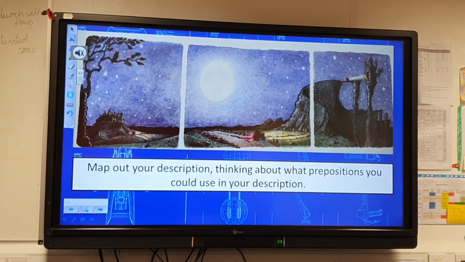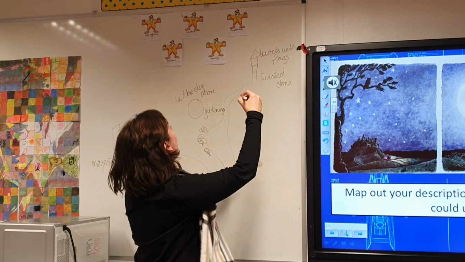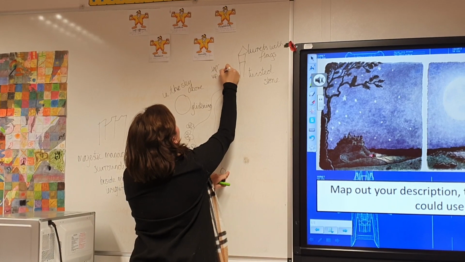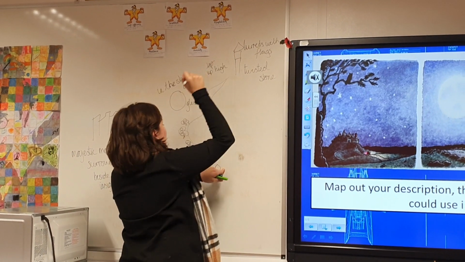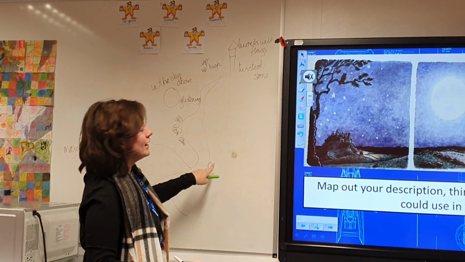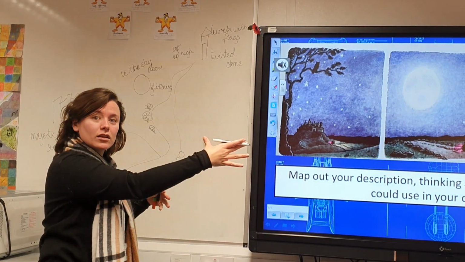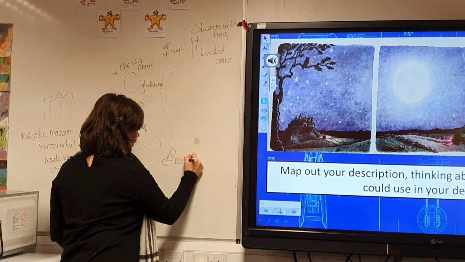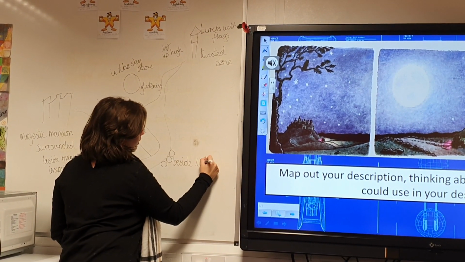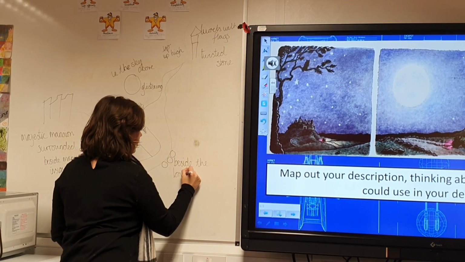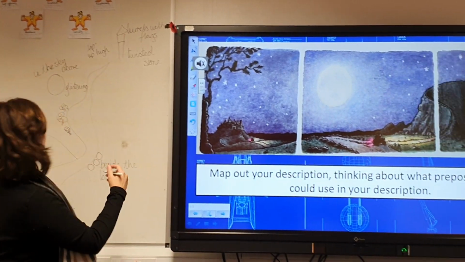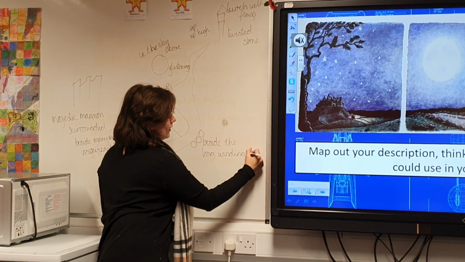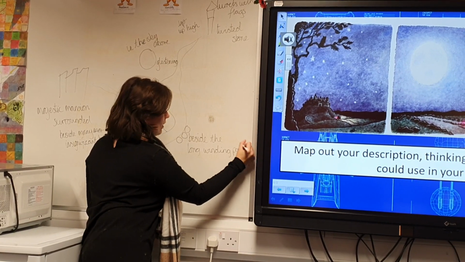The turret, it's up high, so that's where it is. I'm going to start that again, up high. Keep adding more and more detail as I see them. So we've got here that these rocks are beside the long winding path. I keep looking back at my picture for more ideas.